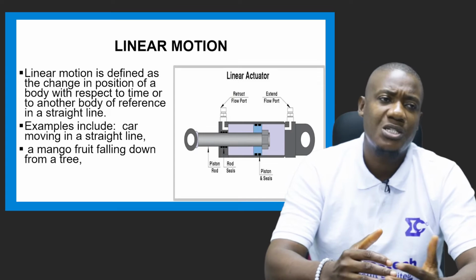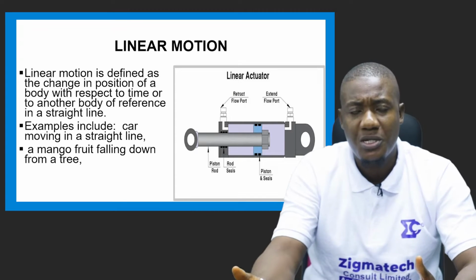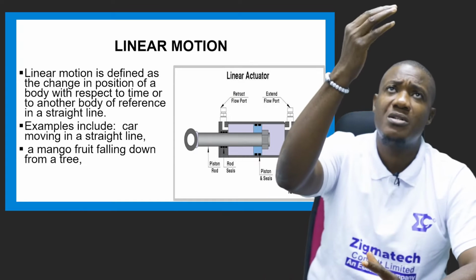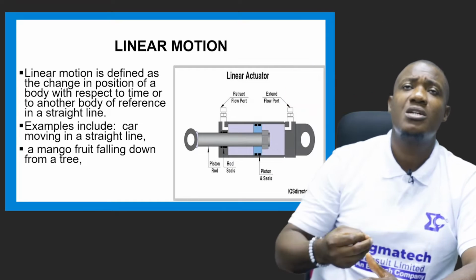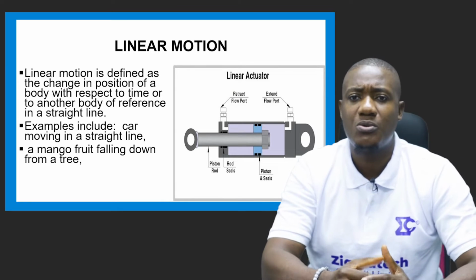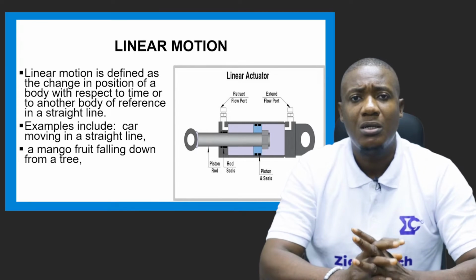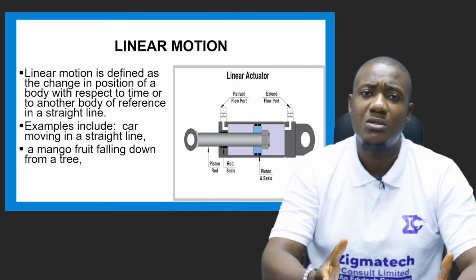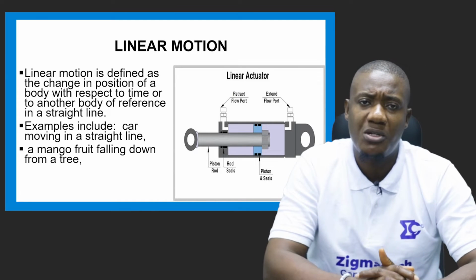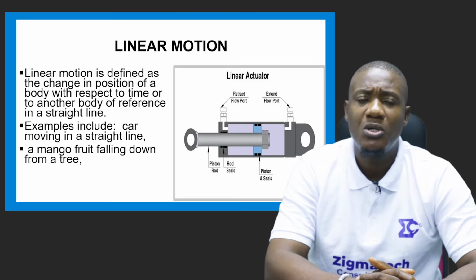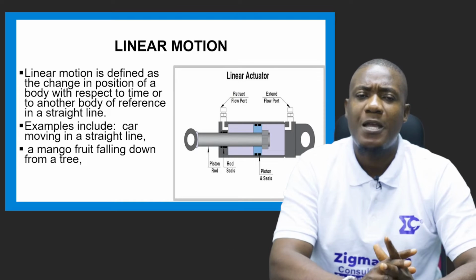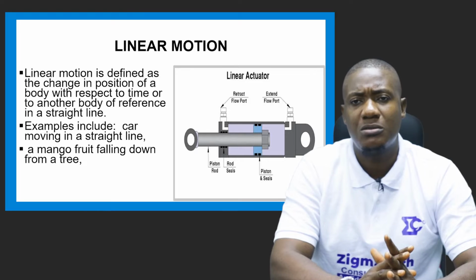A car moving in a straight line from point A to point B is a typical example of linear motion. A mango that falls from a tree straight down under the influence of gravity alone, which we call free fall, is performing linear motion. Also, the movement of the piston in the barrel of a bicycle pump is linear motion, all right? So, such are examples of linear motion.